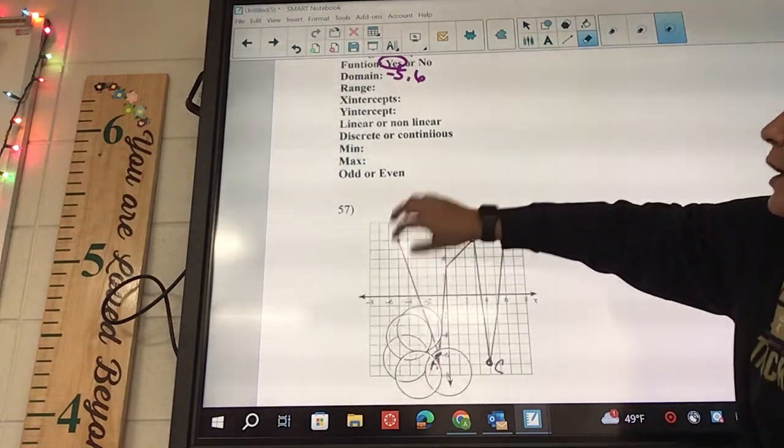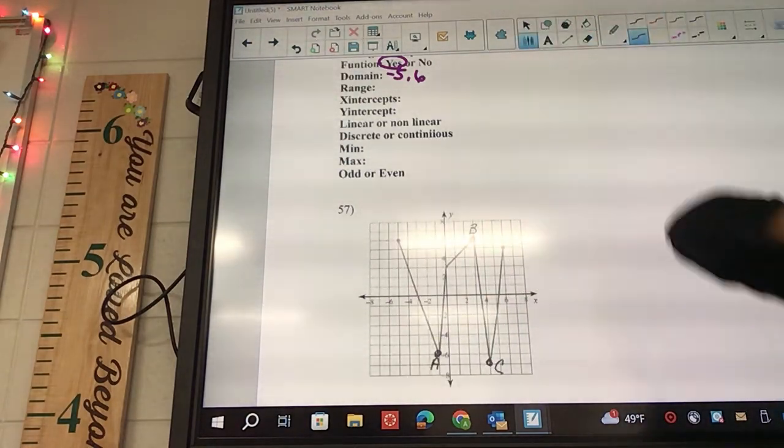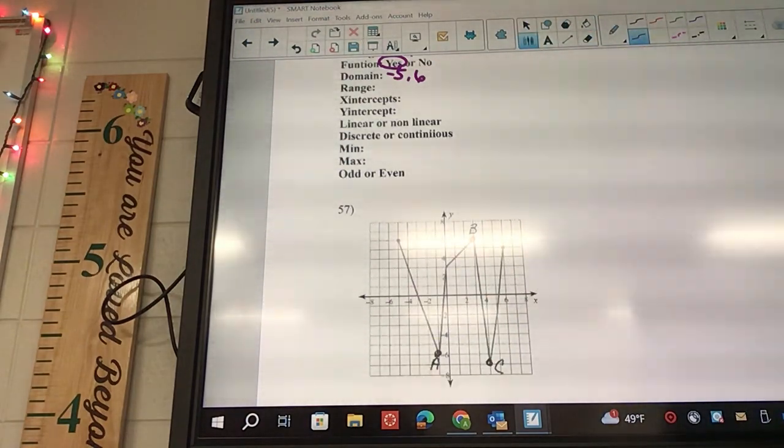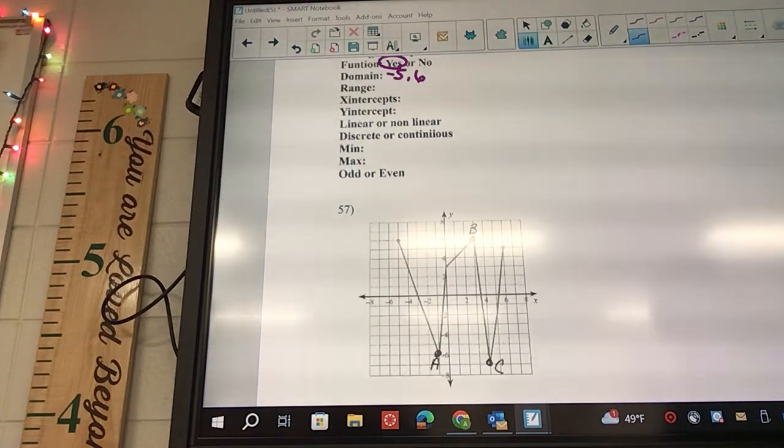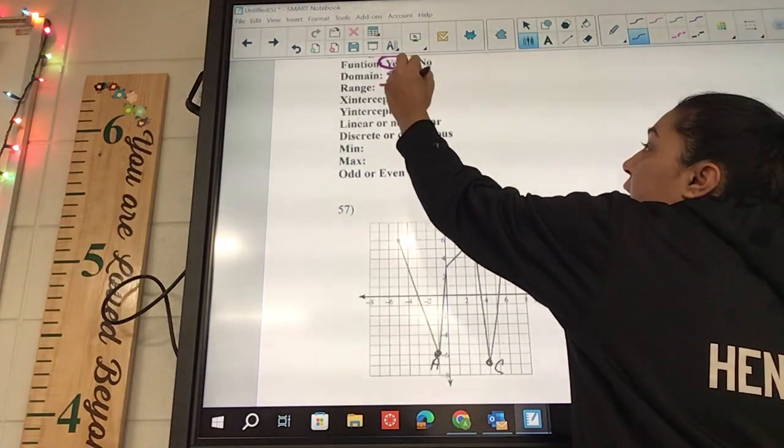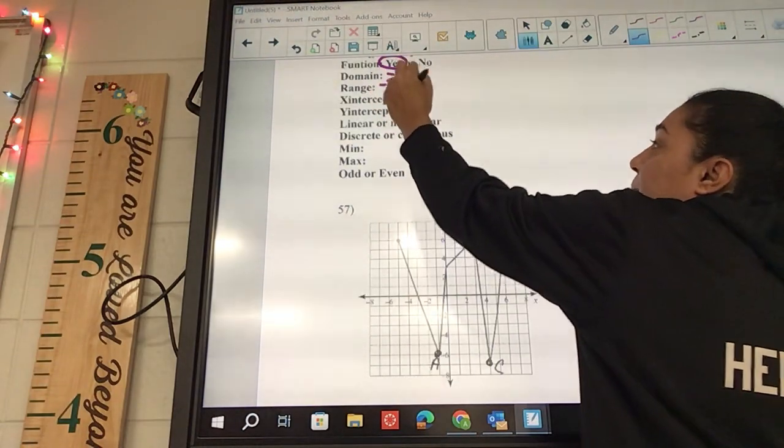Okay, what is the range? Negative 7 to 6 or C to B. Yes, I agree with both. So negative 7 to 6 or C to B.